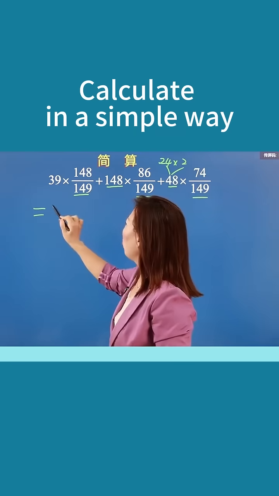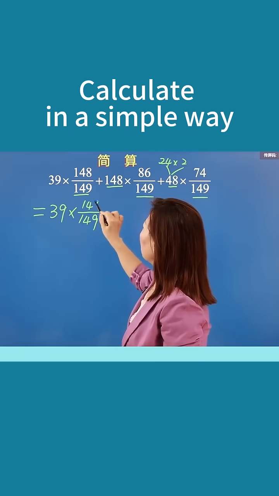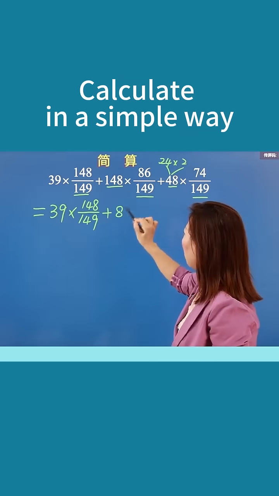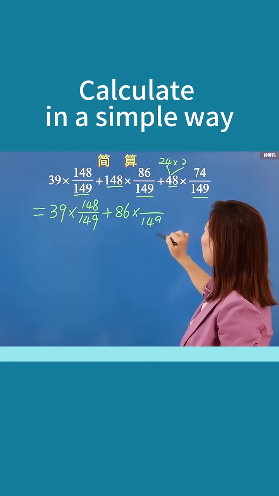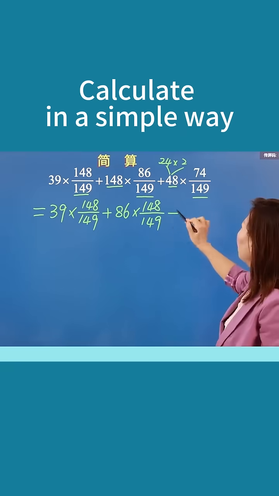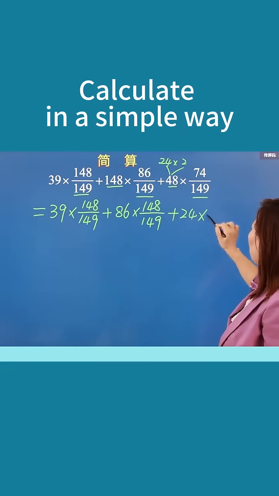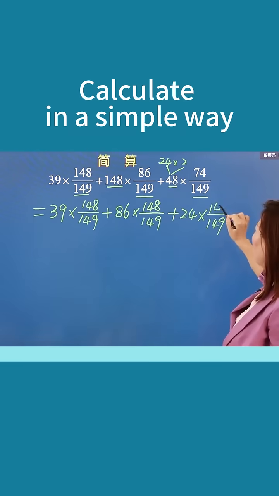Once we have the approach, let's start transforming this problem. Keep 148 over 149 as it is, then add, because 148 has appeared here, so replace 86, multiply by 1 over 149, move 148 up, and swap their positions. Okay, next let's add. At this point, if we break 48 down into 24 times 2, that's equivalent to multiplying 2 149ths by 74, which gives us 148, right?